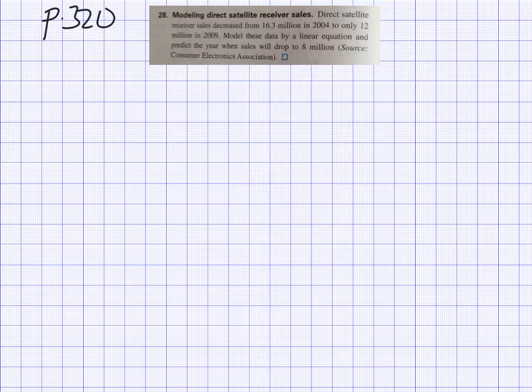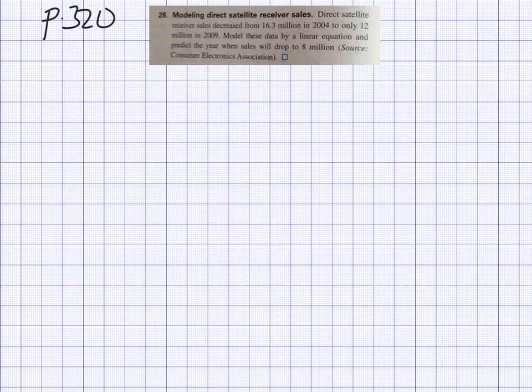We just have to be careful when we do a prediction with the year. We're not going to get an actual year, right? We're going to get a number like 10 maybe, and 10 is going to stand for 10 years after 2004, which would be 2014. So let's take these 2 points.